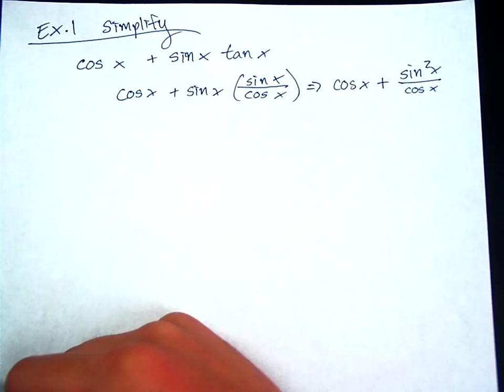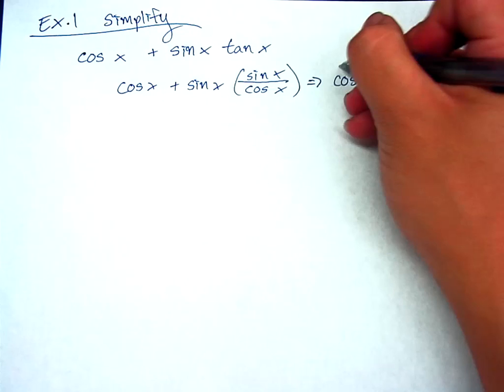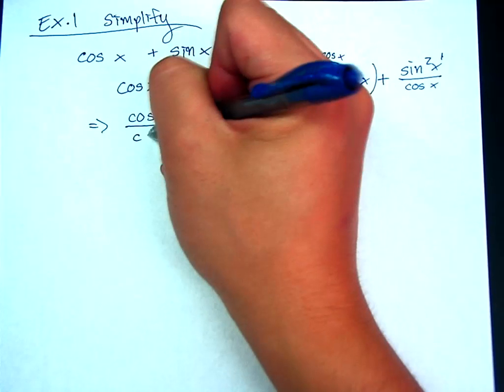Looking at that, I'm like, what do I do? So let's try adding them. First off, this has a denominator of 1. This has a denominator of cosine of x. So I'm going to need to multiply the first one by cosine of x, multiplying just the first term by cosine of x over cosine of x. Leading down here, I'm going to get cosine squared of x over cosine x plus sine squared of x over cosine x.